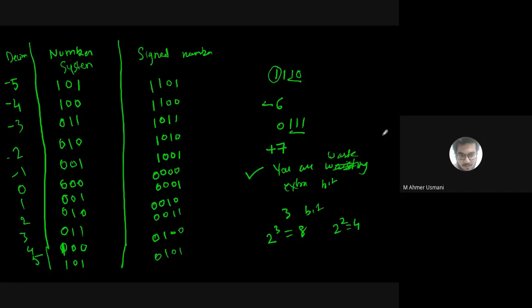Whatever numbers that I can represent in normal number system, exactly half I can represent in sign numbers, because one bit is explicitly reserved for sign. So that is one of the drawbacks. Is the first drawback clear? Yes, sir. So that is the biggest drawback.